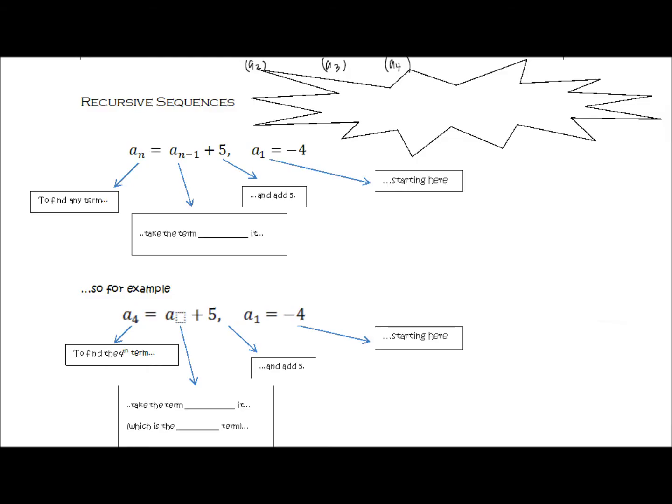This brings us to recursive sequences. Now, the word recursive, if you've heard it before in programming or something else, just means that each thing depends on what happens before it. So a recursive sequence is one where each term depends on the term before it.